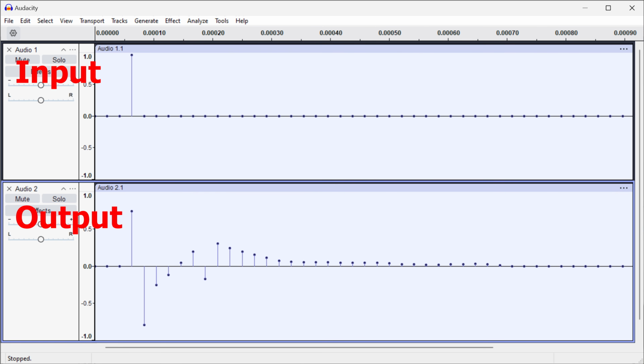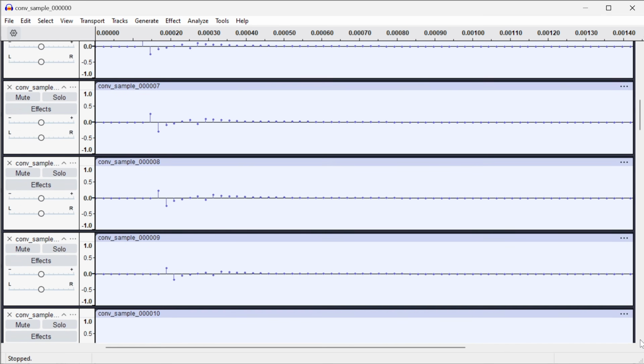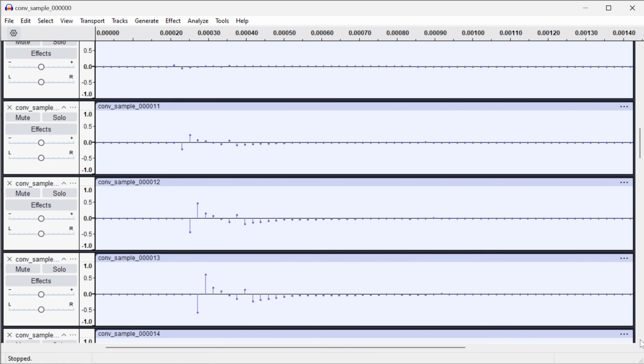When you put an impulse into a linear system, you get out its impulse response. When you put in 20 impulses, you get 20 impulse responses. Each one starts at the same time as its corresponding input impulse and is scaled by its amplitude. If the impulse is negative, that means the impulse response is phase inverted. They overlap, so they're just added up as if each one was in a separate track of your recording software.